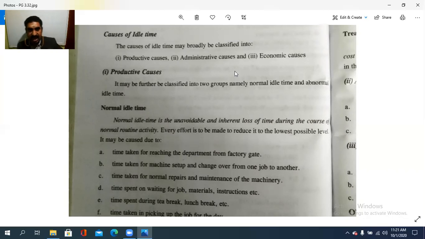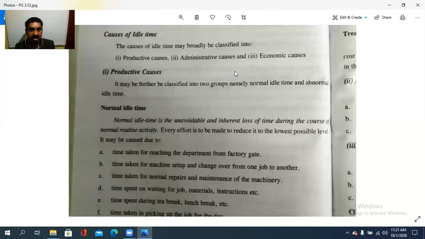So that is time taken for reaching the department from the factory gate, or the time taken for machine setup and changeover from one job to another. ഒരു ജോബിൽ നിന്ന് മറ്റേ ജോബിലോട്ട് ചേഞ്ച് ചെയ്യുന്നതിനോ അല്ലെങ്കിൽ മെഷീൻ രാവിലെ വന്ന് സെറ്റപ്പ് ആക്കുന്നതിനോ അതിനൊക്കെ എടുക്കുന്ന സമയം, that is the production time will be lost, isn't it? അത്രയും സമയവും ഇവർ വെറുതെയാണ് ഇരിക്കുന്നത്.